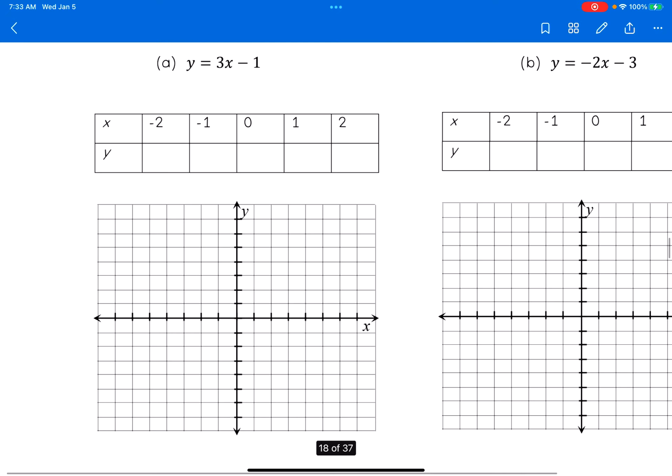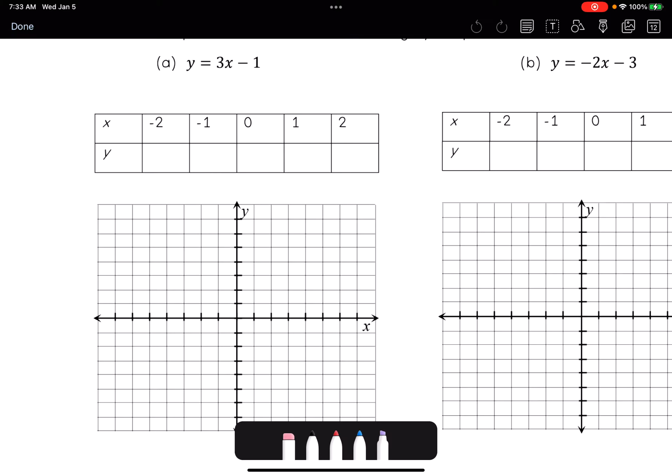So if I have y equals 3x minus 1, what I can do is if I have my x values, I can plug in my x values for x and then figure out what y is. So this is something that we've done before. So for example, 3 times negative 2 minus 1 is going to give us negative 7. 3 times negative 1 minus 1 is going to give us negative 4. 3 times 0 minus 1 will give us negative 1. 3 times 1 minus 1 will give us 2. And 3 times 2 minus 1 will give us 5.